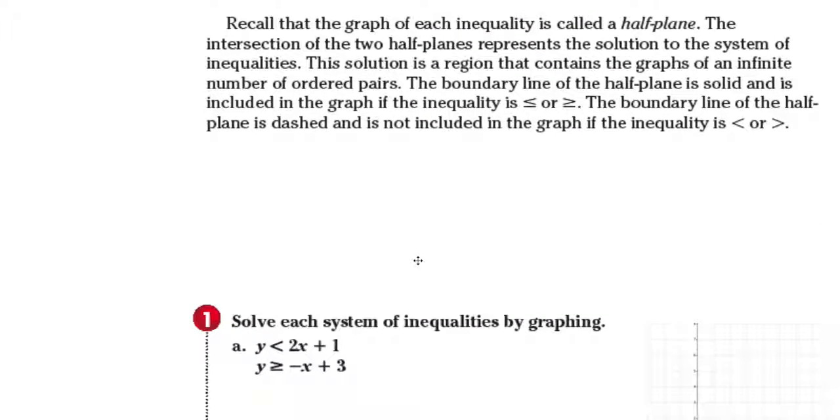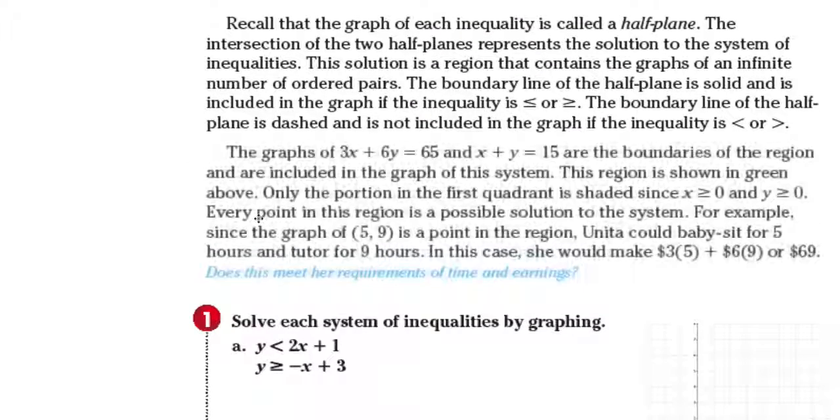The graphs of 3x + 6y = 65 and x + y = 15 are the boundaries. We talked about that, and they're included in the graph of this system because the inequalities are greater than or equal to and less than or equal to. And x greater than or equal to 0 and y greater than or equal to 0 ensures that it's only going to be in the first quadrant. So every point in this region is a possible solution to the system.